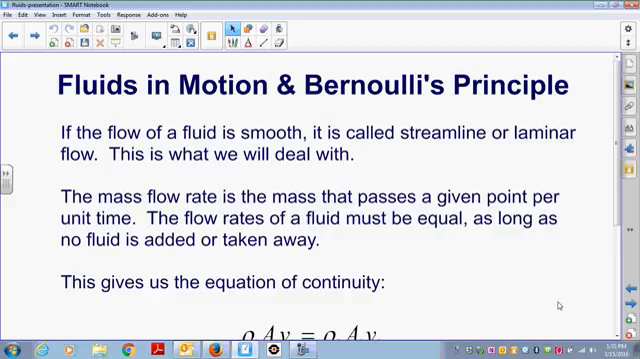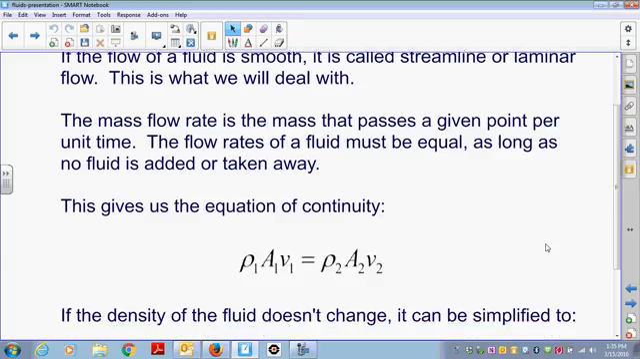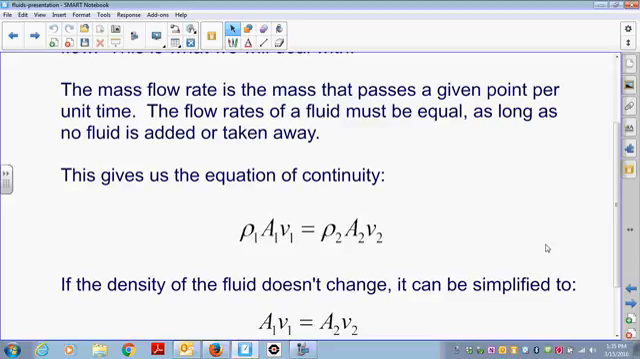The mass flow rate is the mass that passes a given point per unit time. The flow rates of a fluid must be equal as long as no fluid is added or taken away. This gives us an equation of continuity. In other words, the density at position 1 times the cross-sectional area times the speed at position 1 must be equal to the density times the cross-sectional area times the speed at position 2.